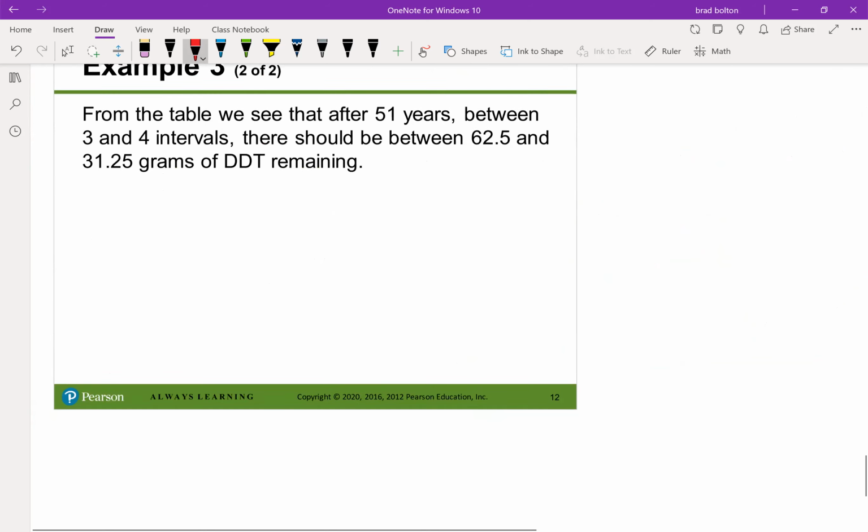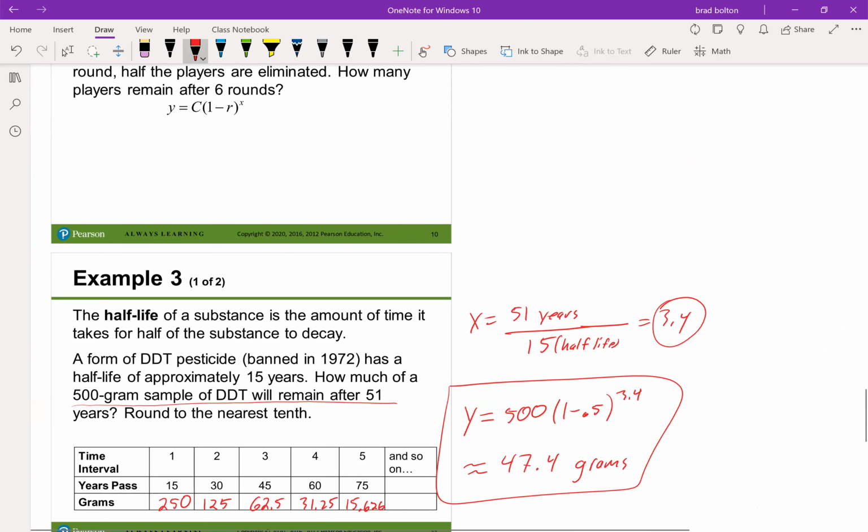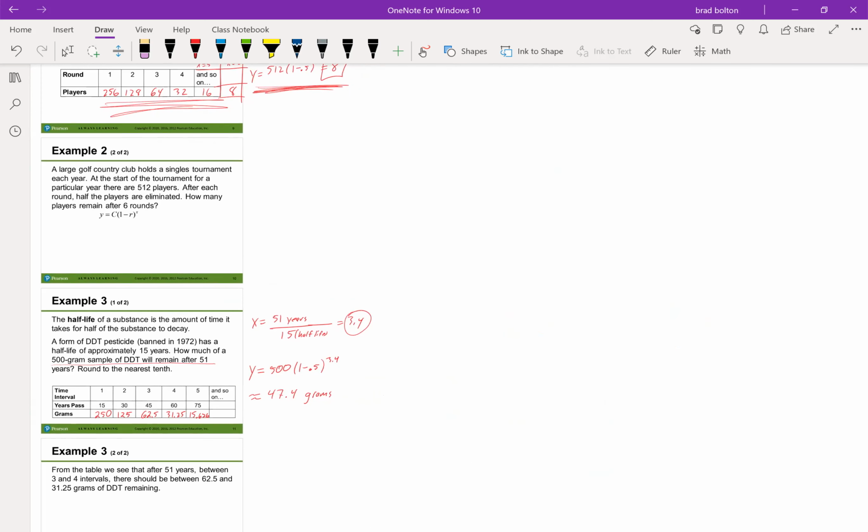Okay, and that's how you can work with the table to solve these problems, or you can do it by hand. You still use the calculator for the powers and exponents, but I would consider this doing it by hand because you're plugging in the formula and hitting enter to get the calculator value. Using the table, you're really not understanding what is happening with the calculation, but you're seeing that the graph is telling you these values.